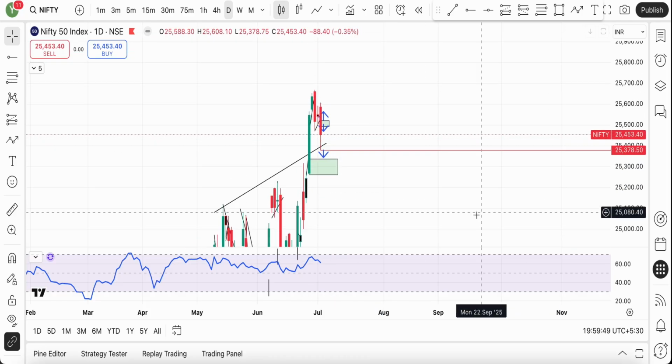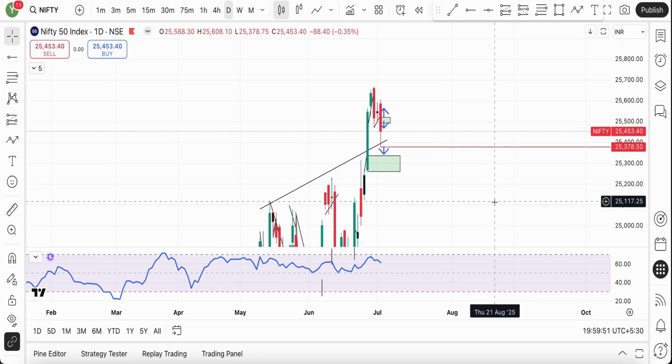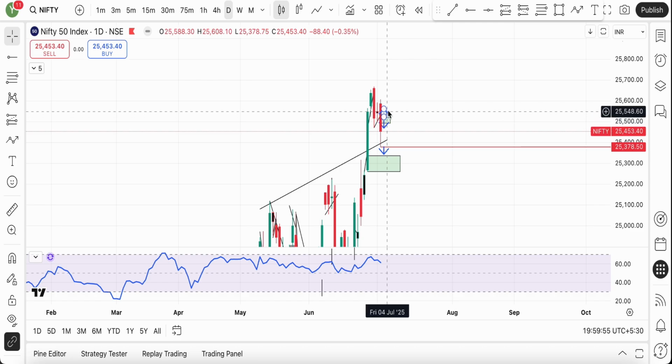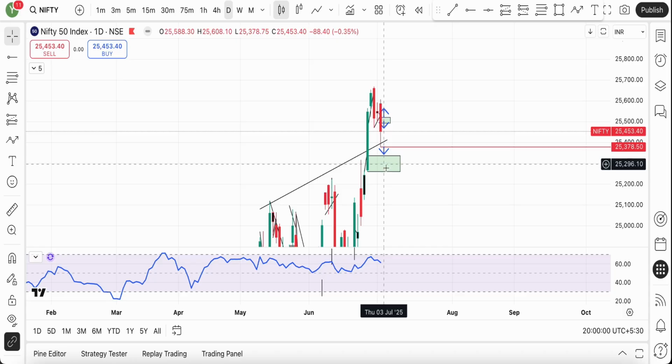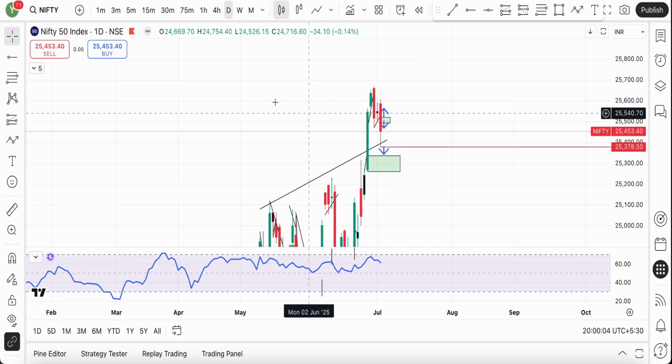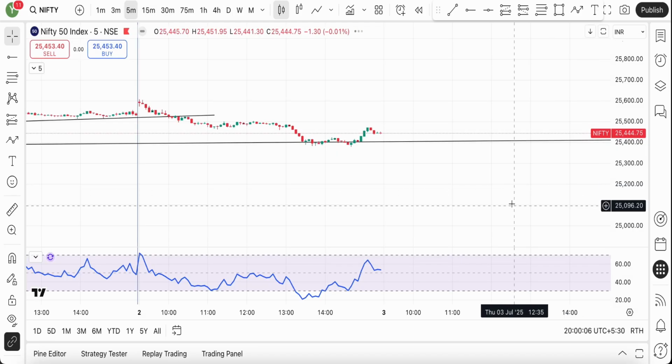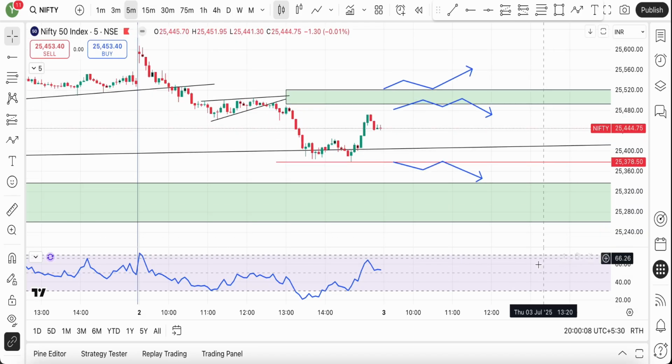So what I do is I plan out and play out multiple scenarios in my head. In case this is just a retest and then we are planning to go up again, this is the reason why we have planned for long entries. But in case we are going further down to retest these levels as well, I have already prepared a plan for trading on the short side as well, right?